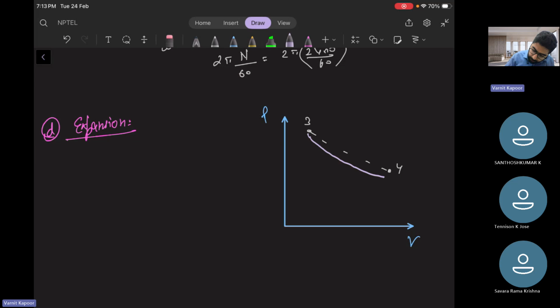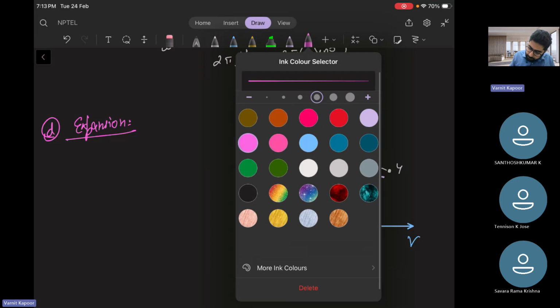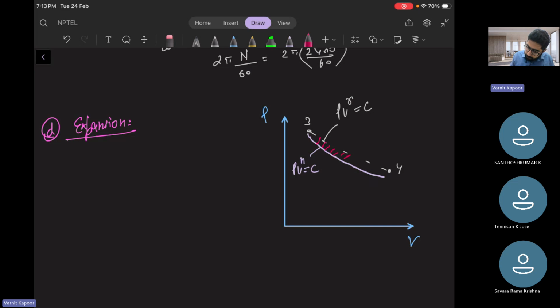So this was a scenario of PV^gamma equal to constant. That is an isentropic expansion. But this is a polytropic process, PV^n equal to constant. And this is the loss of work. And we know that the polytropic index is greater than gamma.